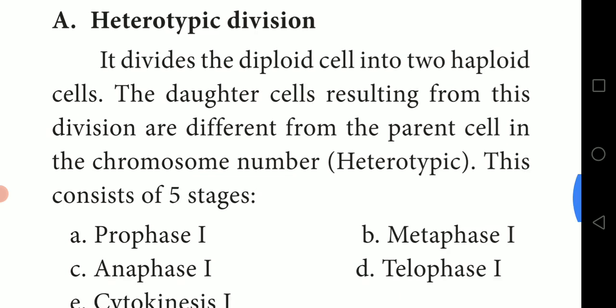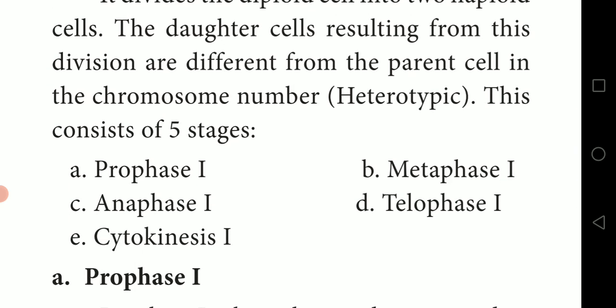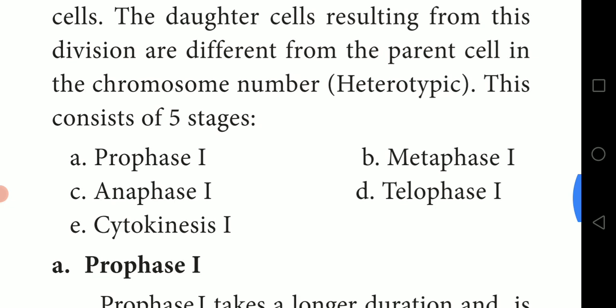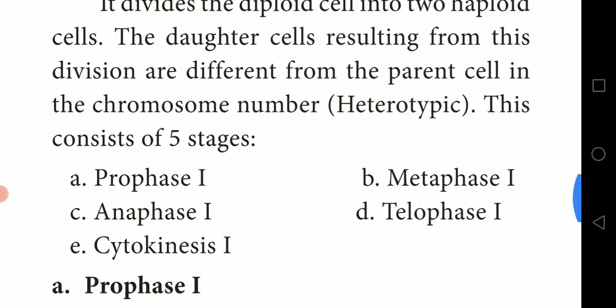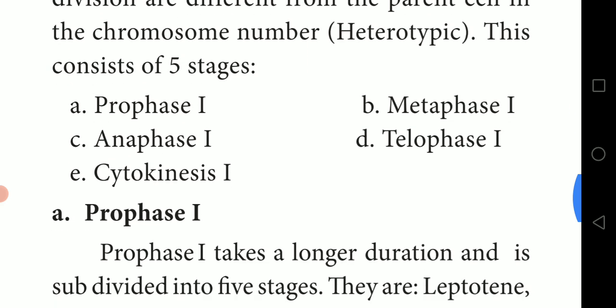This consists of 5 stages. Just keep in mind, we'll see one by one. I'll just read it out, so listen carefully. A, prophase 1. Then B, metaphase 1. Then C, anaphase 1. Then D, telophase 1. Then E, cytokinesis. So these are the 5 stages of heterotypic division.